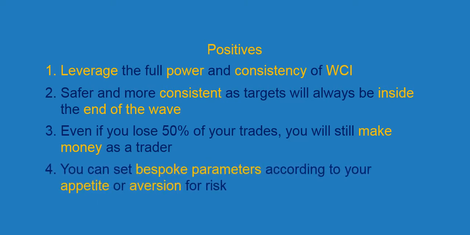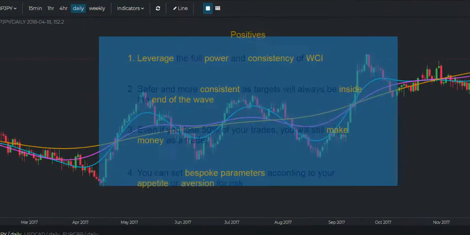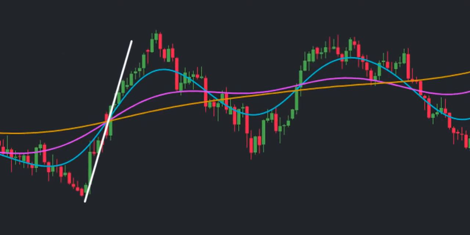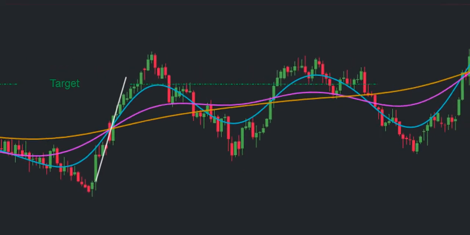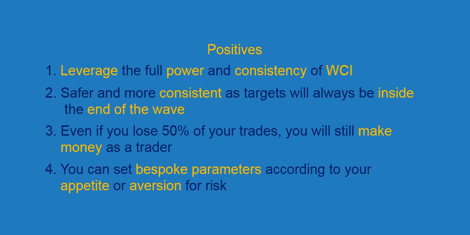Number 4 is that when using this system, you can set bespoke parameters according to your appetite or aversion for risk. For example, you may want to set the take profit at 100 pips inside the end of the wave, or 200 pips, or 20%, or 30%, and so on. Finally, the last positive of this method is once again that the process is mechanical, which removes the possibility of making decisions based on emotions. The negatives of this option are as follows.